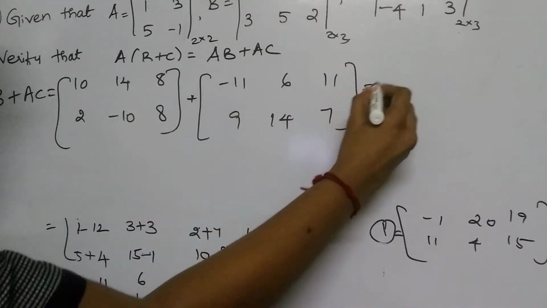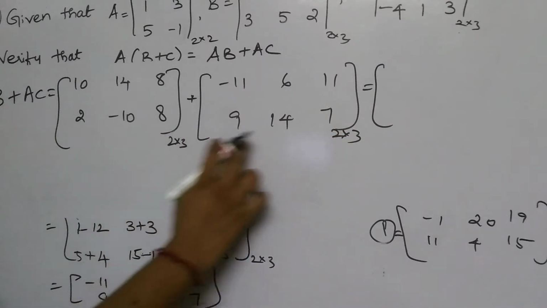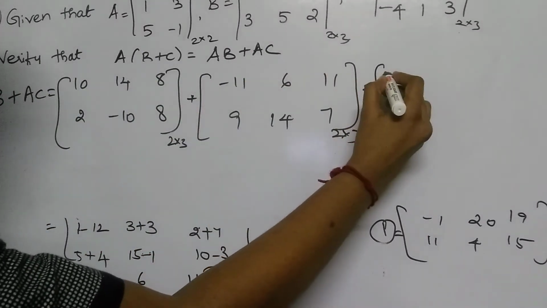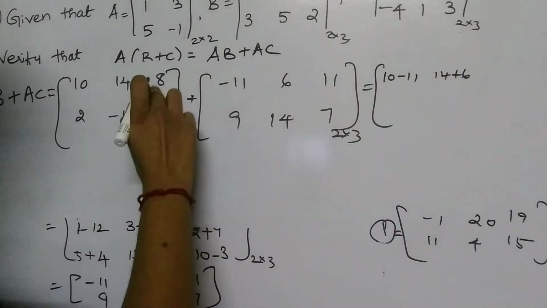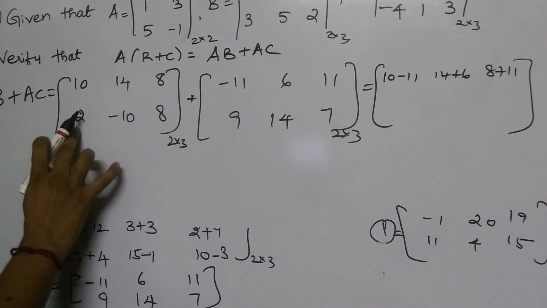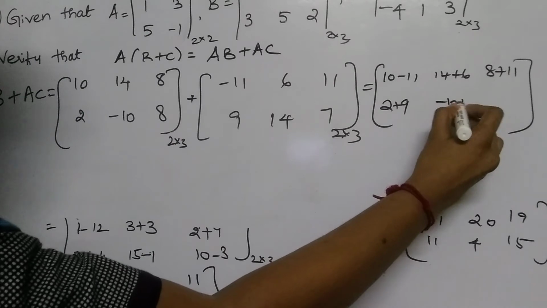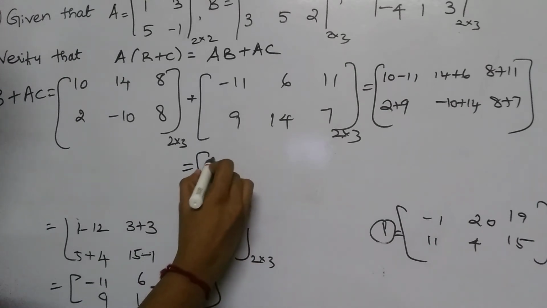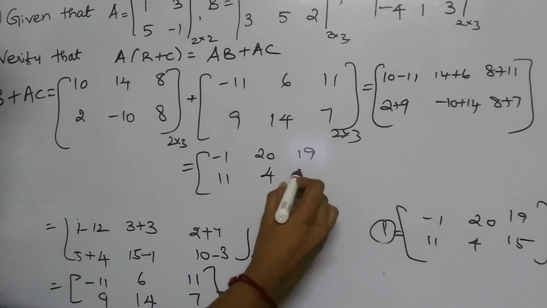So addition. That is, addition is possible only if the orders are same. So here AB is also 2 by 3, AC is also 2 by 3. Now add the column elements. 10 minus 11. Then 14 plus 6. Okay, 8 plus 11. Again 2 plus 9. Minus 10 plus 14. Then last will be 8 plus 7. So what is the answer you are getting? Minus 1, 20, 19, 11, 4, 15.